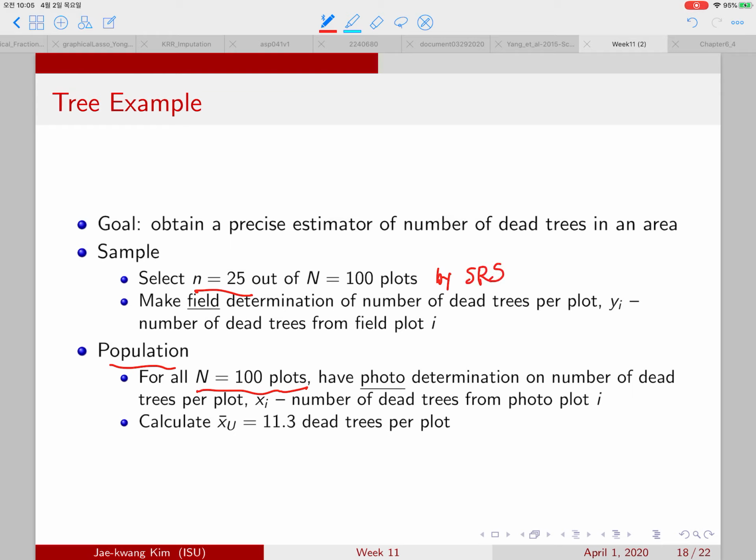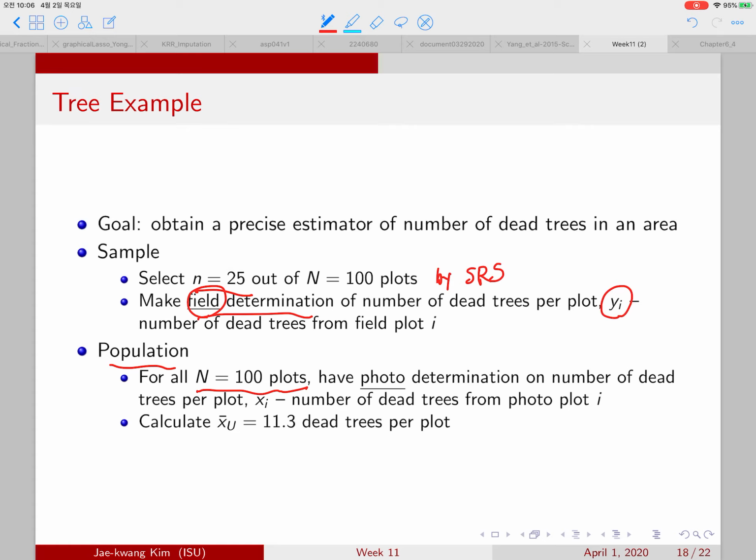Okay. And from the sample, we use field determination. So we visit there and actually count the number of dead trees for that plot. Okay. So then from the sample, we observe yi.